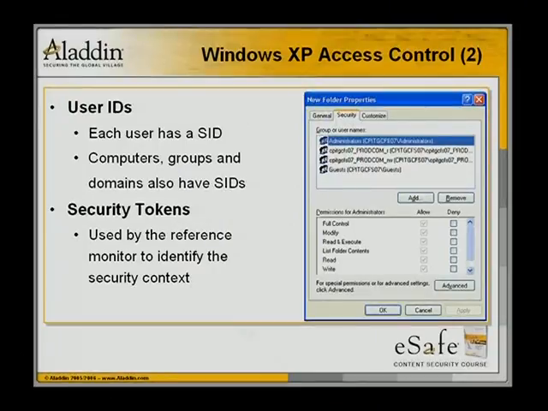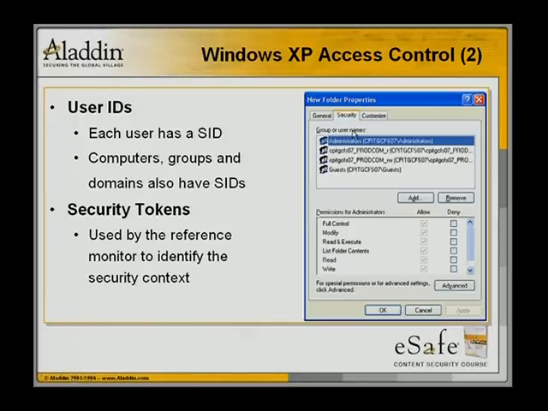As we can see here in the screenshot, we have user ID. Each user has a SID, as we said before. So for example, this user has this specific SID, and computers, groups, and domains also have SIDs. As we can see here, the guests group or the administrators group also has SIDs. Security tokens are used by the reference monitor to identify the security context.